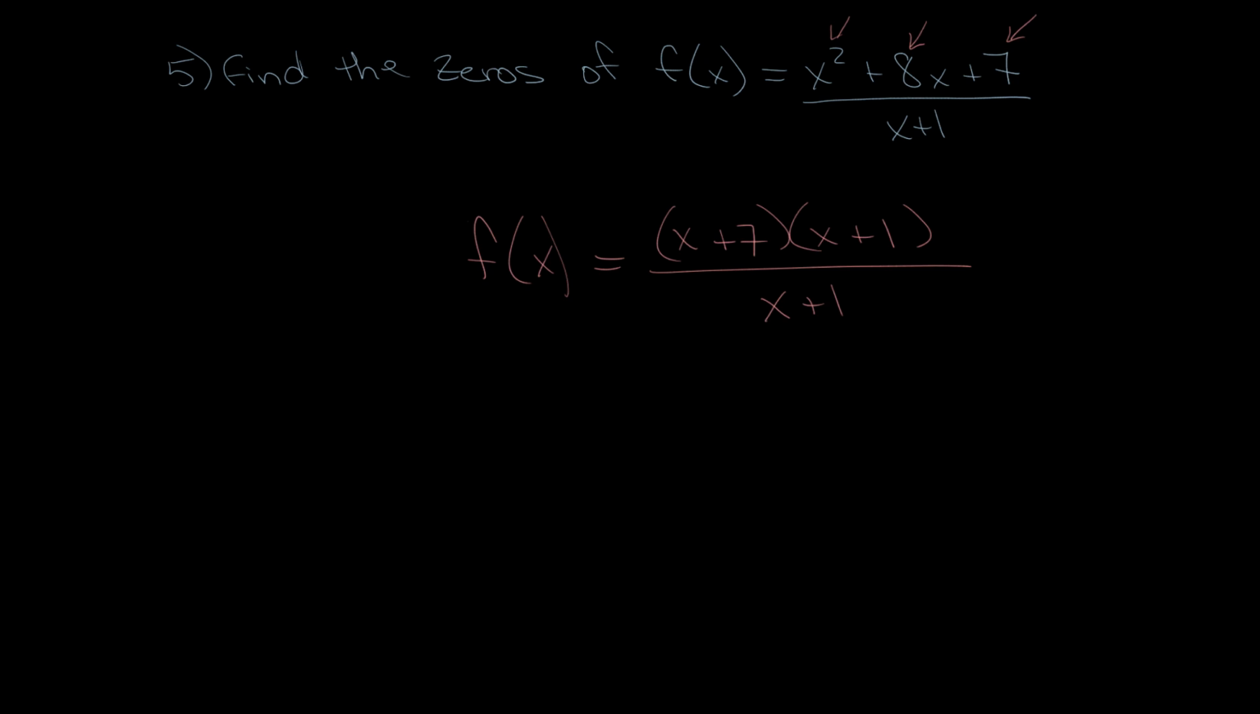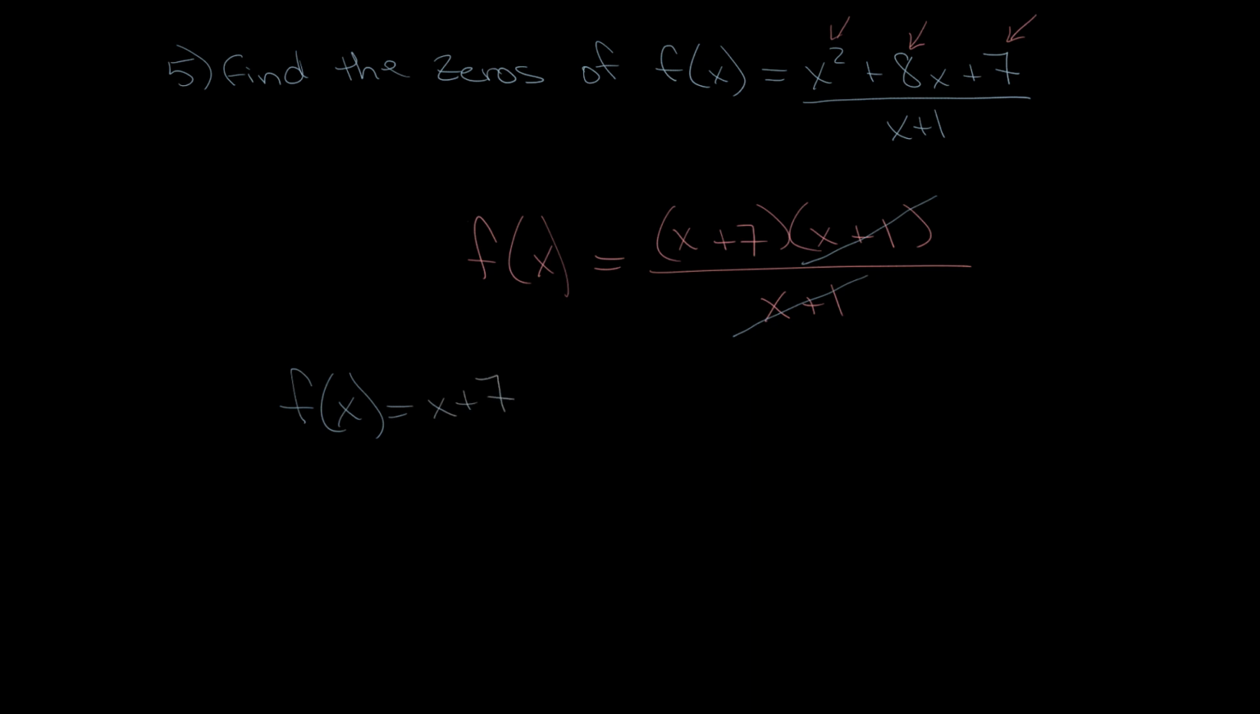Okay, so we are going to cancel out. Now, if it asks what the excluded values are, we would know that's negative 1. But it's not asking us, so we're going to simplify by crossing out the x plus 1 in the numerator and the denominator, and we're left with f of x equals x plus 7.